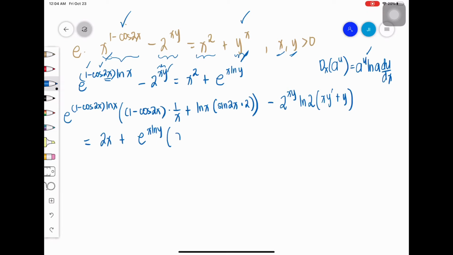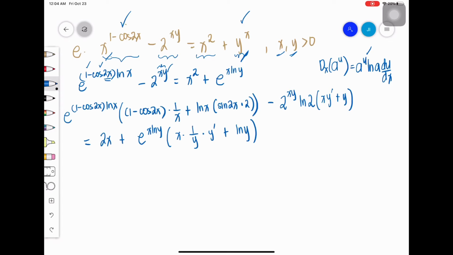So kanina, ganun din, left to right, x times 1 over y, because that's the derivative of ln of y. But since y is a function of x, we need to account for chain rule. So we need to multiply it to the derivative of y, which is y prime. So that's left to right plus right to left is ln y multiplied to the derivative of x, which is 1. So we are left with this equation.